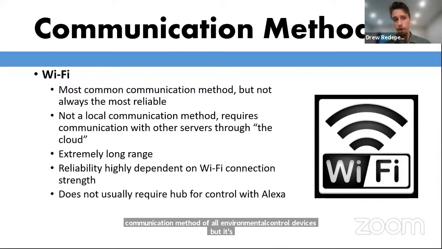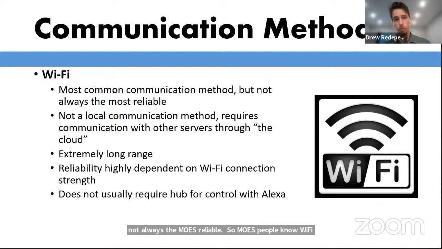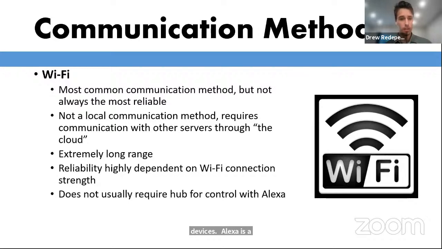Most people know Wi-Fi and they default to Wi-Fi based devices. Alexa is a Wi-Fi based device and it can communicate directly with other Wi-Fi based devices. A lot of the Wi-Fi based devices you see online are Wi-Fi plugs, lights, and others. It's the most widely recognized communication method out there for smart home. It's not local. What I mean by that is that it actually uses the cloud to communicate, and we'll talk about that a little bit more later.